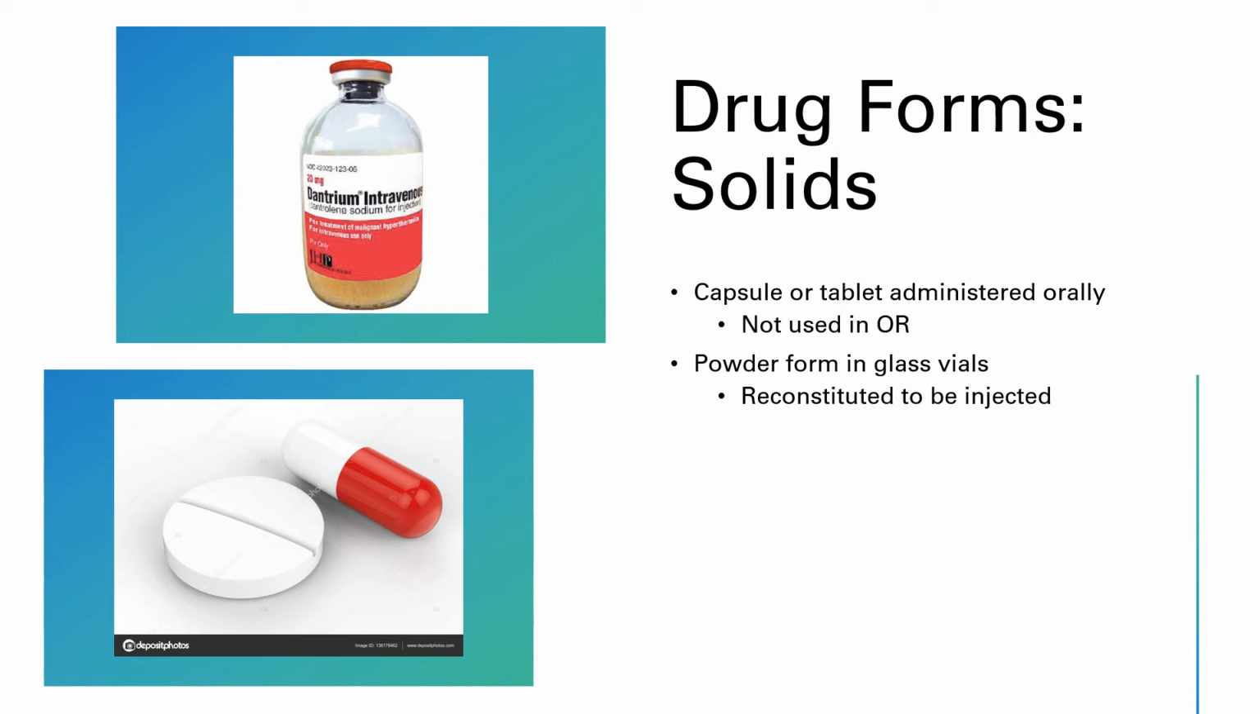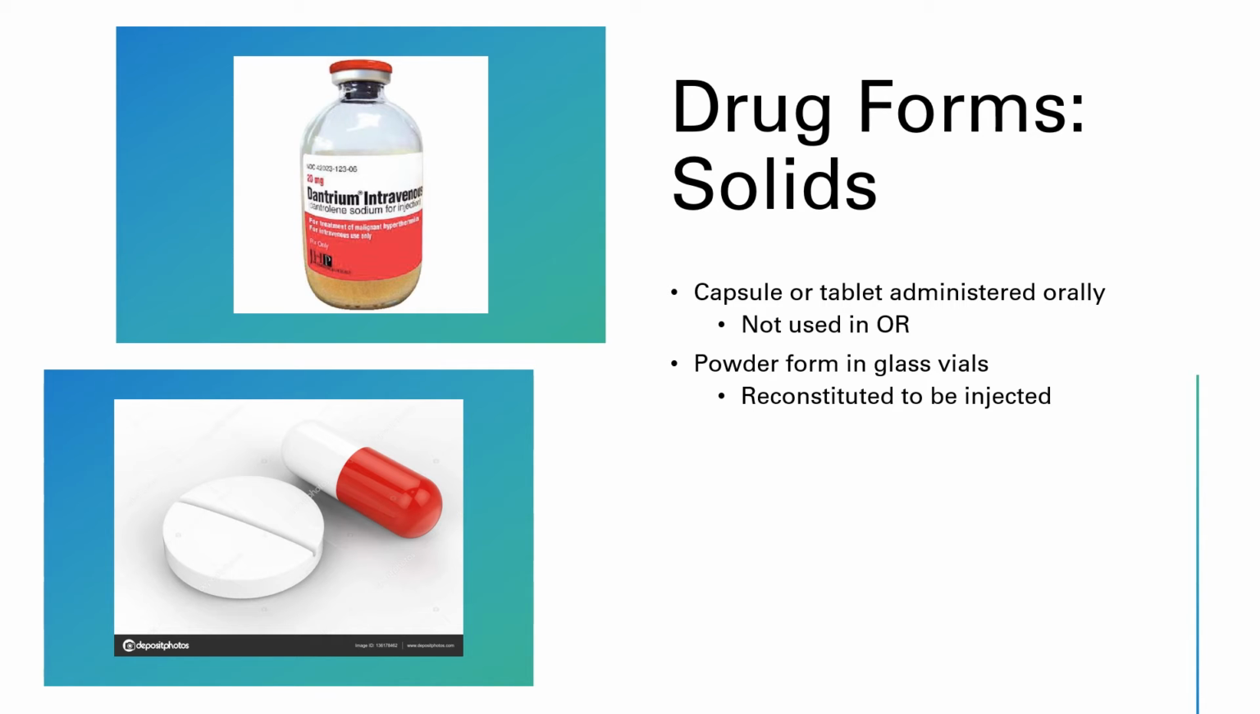Our solid drugs can also come in powder form. These are going to be in glass vials. They usually need to be reconstituted, which is a fancy word for mixed, with a liquid to form the solution for injection, usually either sterile water or saline. A good example of this is our antibiotics. Those usually come in a powder form and are reconstituted, usually in saline for irrigation.